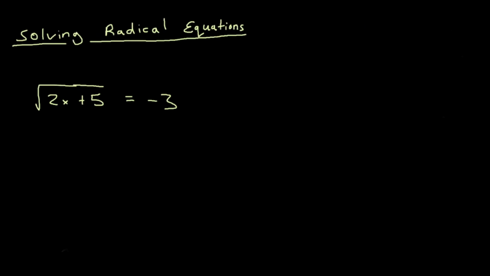Alright, this one is a special case, so if you'd like to try it on your own and see what you get, feel free to pause the video. Otherwise, I'll start now. So, we have root 2x plus 5 is equal to negative 3. Right off the bat, we can tell that something is wrong.